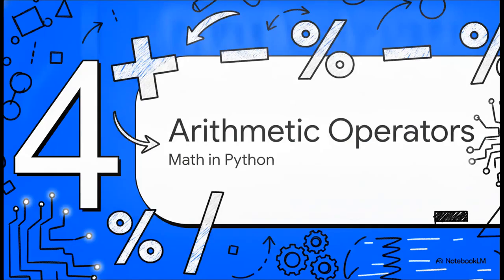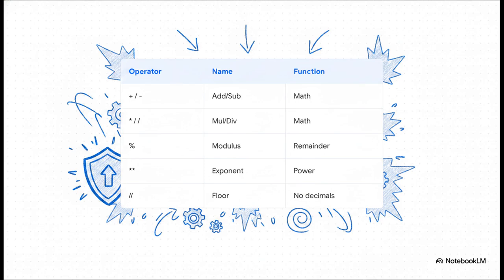Section 4, Arithmetic Operators. Okay, we're shifting gears back to math. And hey, if complex math isn't exactly your favorite thing, don't sweat it. Python happily handles all the heavy computational lifting for you, so you can just focus on guiding the logic. Take a quick look at this table. The basics, plus, minus, multiply, divide, they're pretty standard.